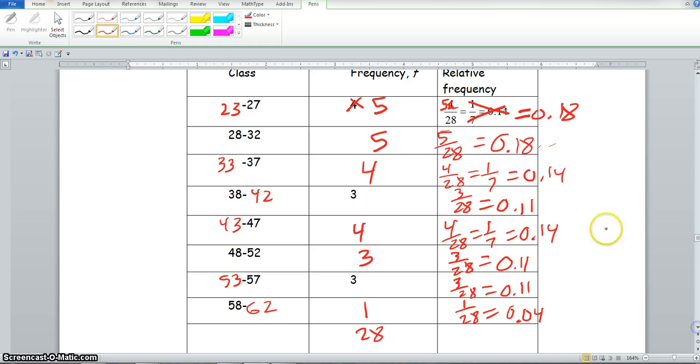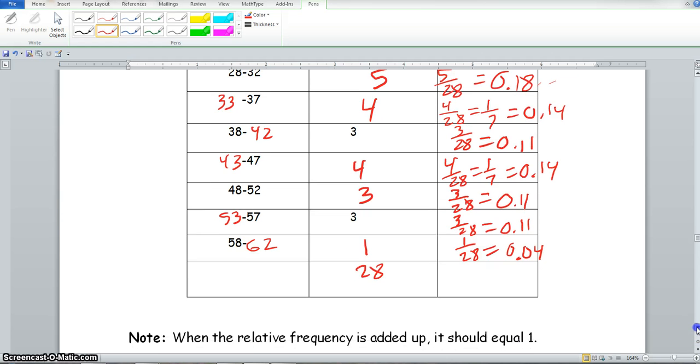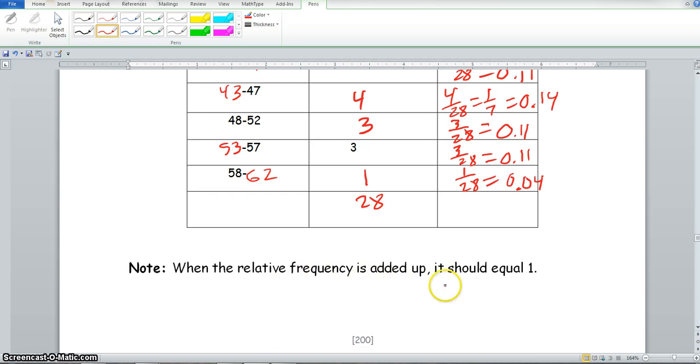Now, when we add up all of these relative frequencies, it should equal the whole number 1. When you add all of these numbers up, it actually gives you 1.01, which is approximately 1. We approximate this to 1 because these are all rounded, so it's a little higher than what it normally would be. When the relative frequencies are added up, it should equal 1 or a very close approximation.